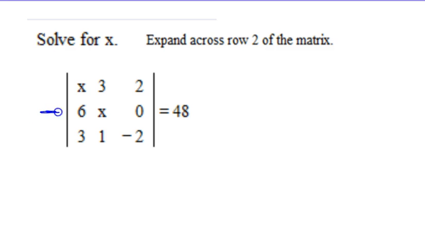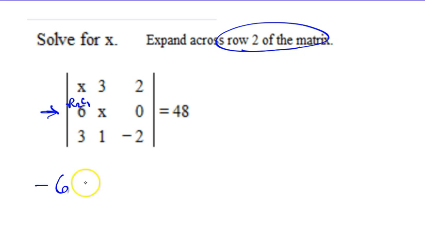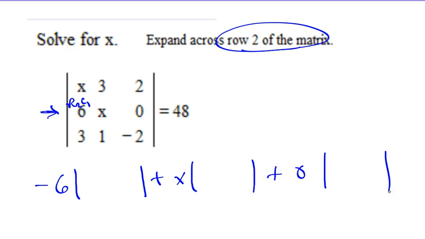Trying it one more time. Direction says expand across row 2. So this is row 2, column 1. So if I add the 2 and the 1, that's a negative number. So I would start with negative 6 times its determinant plus x times its determinant plus 0 times its determinant. Grabbing the 6, the x, and the 0 expanding across row 2.